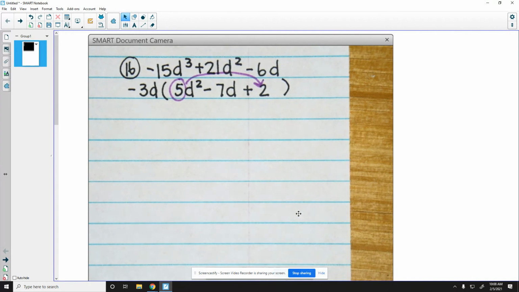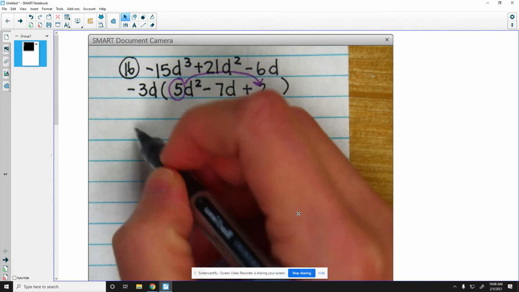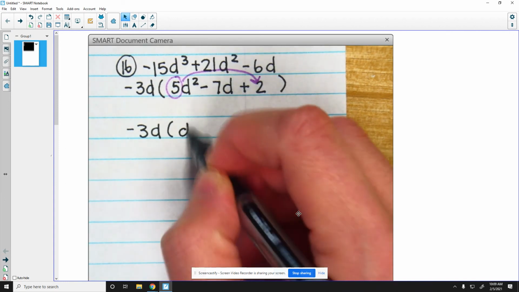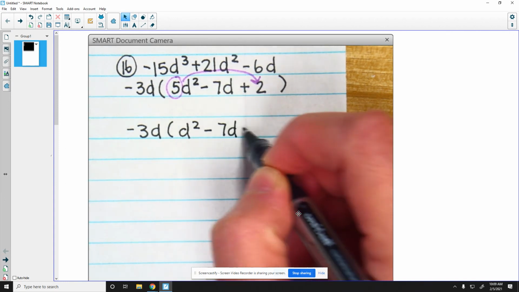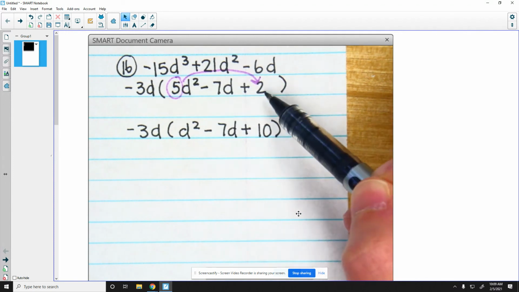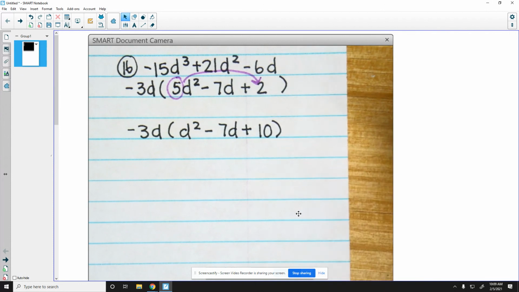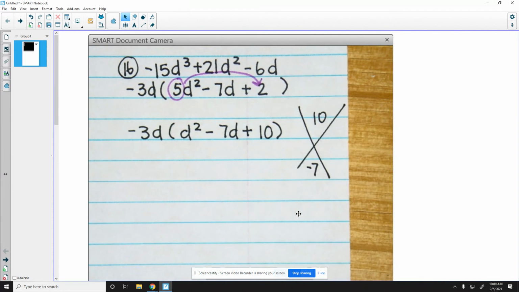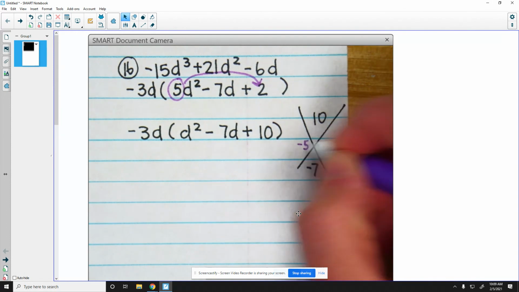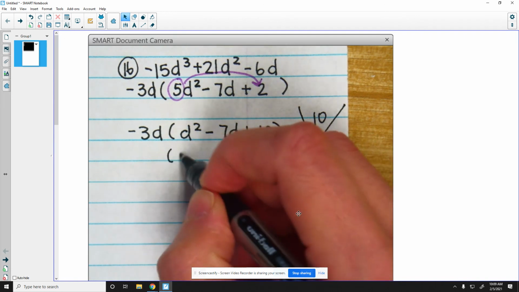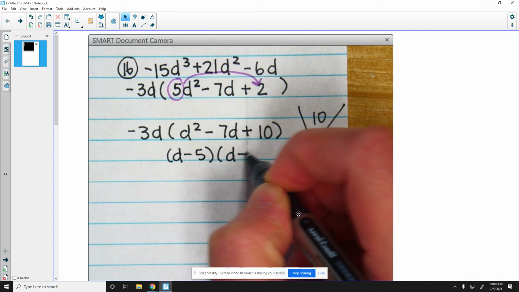Okay, so remember how I do this then? This has been a couple of days. I have -3d, parentheses, d squared minus 7d plus 10. Remember, you're just taking that number and multiplying it by the last one. Now that I multiplied, I can do magic numbers, 10 and -7. Hopefully this one's a little bit more obvious. -5, -2. Okay, so d minus 5, d minus 2.